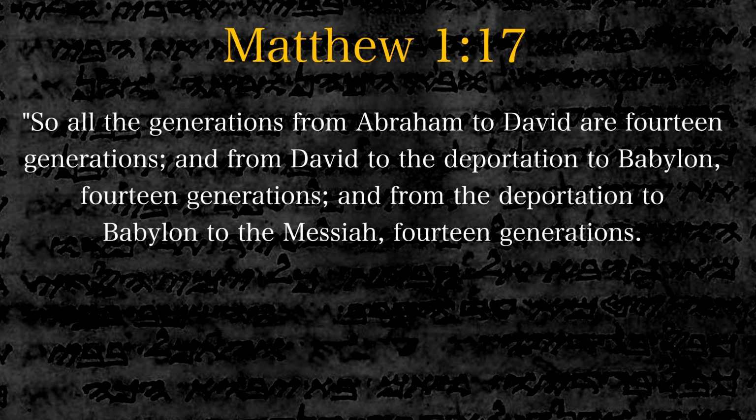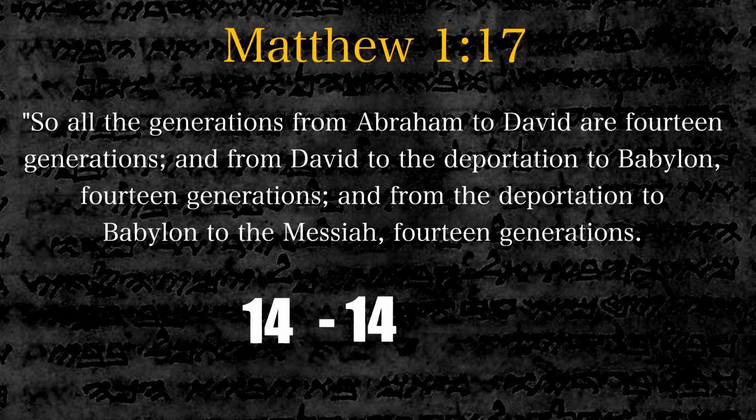Now, obviously, these groups represent major events and people in Jewish history, but I think what's going on is far more nuanced than that. These 3 chunks are not random. Matthew knows exactly what he's doing. Now, Matthew actually draws even more attention to this strange grouping right after his genealogy by saying this in Matthew 1:17. So all the generations from Abraham to David are 14 generations. And from David to the deportation to Babylon, 14 generations. And from the deportation to Babylon to the Messiah, 14 generations.